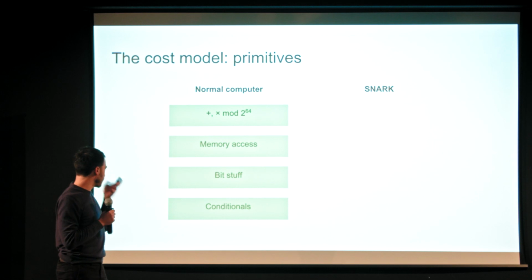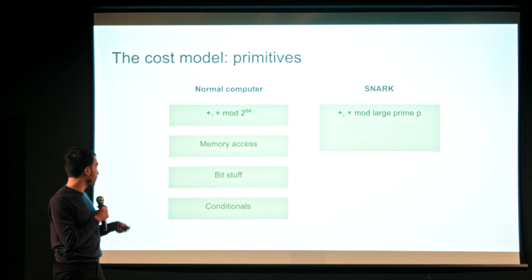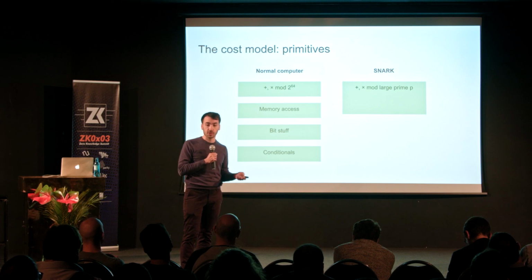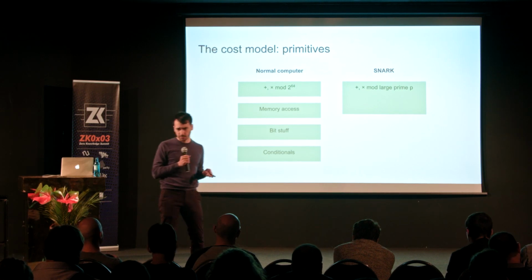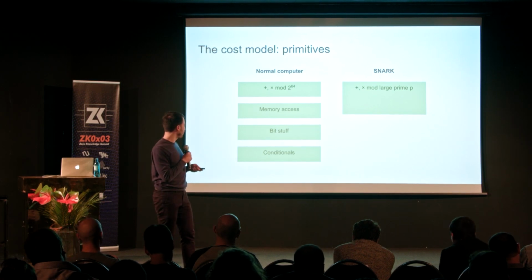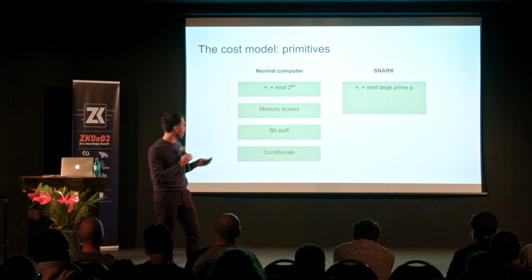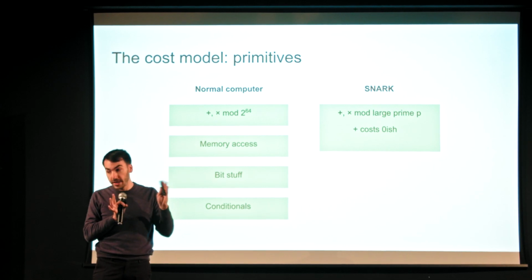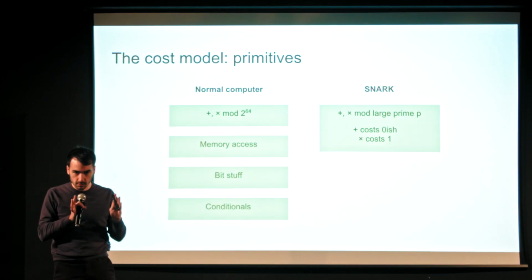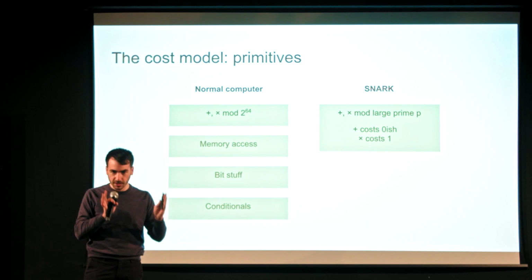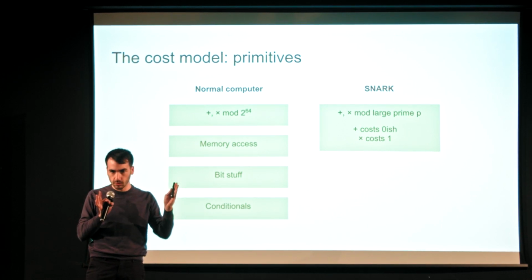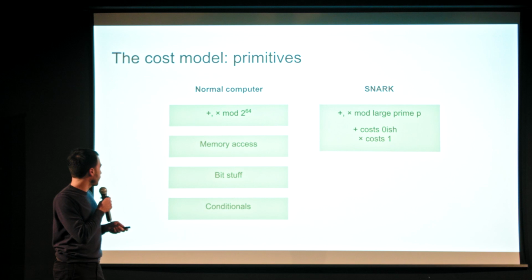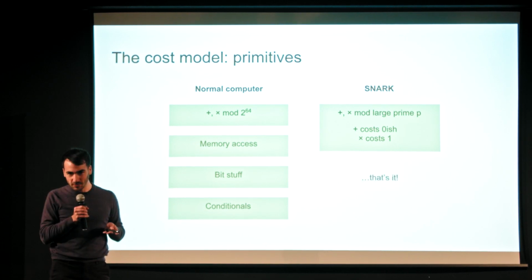SNARKs, what's the deal? Well, first of all, you have plus and times mod some large prime p. It's not so different, somehow. The p is a bit larger, but anyway. This is really important. Plus is kind of free-ish. Plus costs 0-ish. When you're programming, this is how you think about it. Plus is almost free. Times costs 1. Does that make sense? Addition is free. Times is not free. Cool? Okay, what else do you have? Well, actually, that's pretty much it.